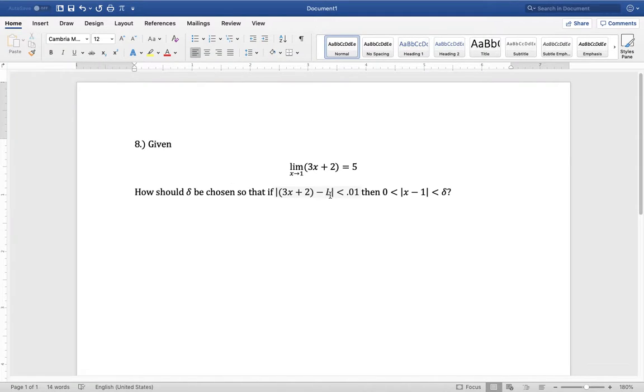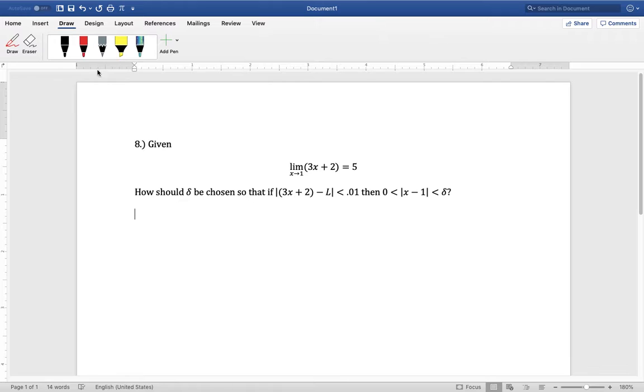So this question here is kind of a part B to a question on the midterm, but it's honestly not that difficult. They're giving you this limit. If you were to take this 1 and substitute it in for x right there, you would get 5. So they're just giving you the definition of this limit.